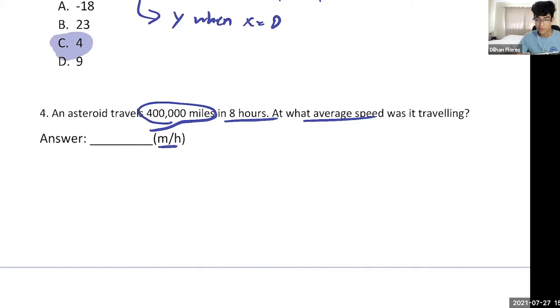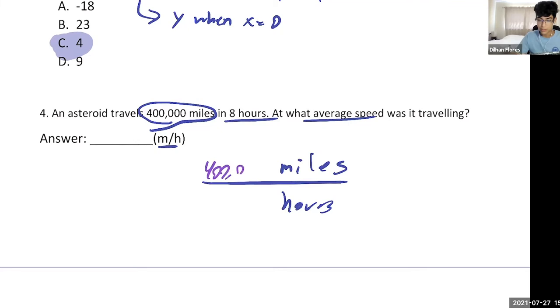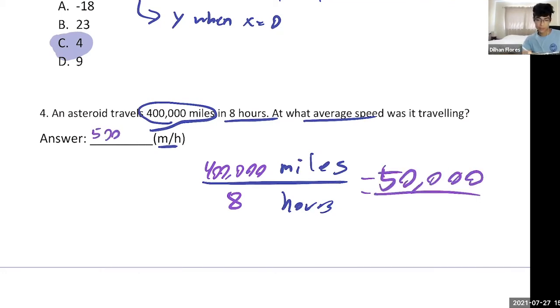So whatever we have for miles, we divide it by whatever we have for hours. Let me move this over. So we have what for miles? We have 400,000 miles, and then we have 8 hours. And that's going to give us an answer. And this is where the calculator comes in. Or maybe you're good at mental math. This will give you 50,000 miles per hour.